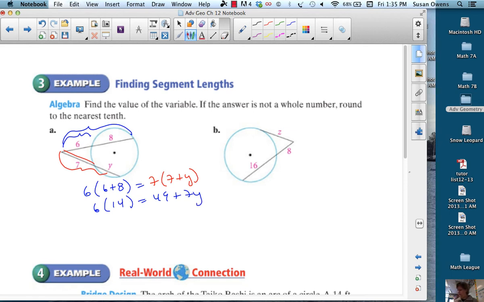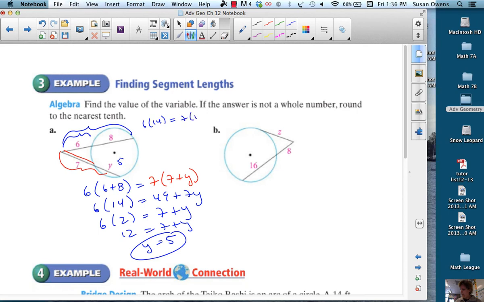I'm going to divide by 7 so I don't have to multiply. So this would be 6 times 2 equals 7 plus y. So 12 equals 7 plus y, subtract 7, and y equals 5. So this is 5. And we can do a little check. Is it true that 6 times 14 is the same as 7 times 12? So this one is 84, and this one is also 84, so check.